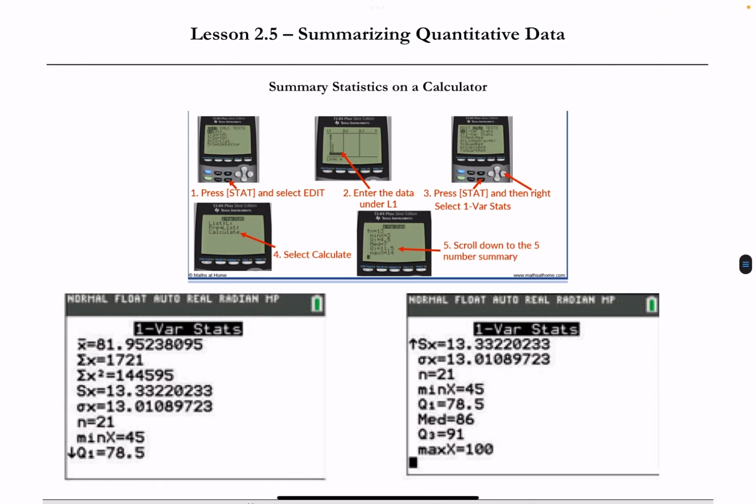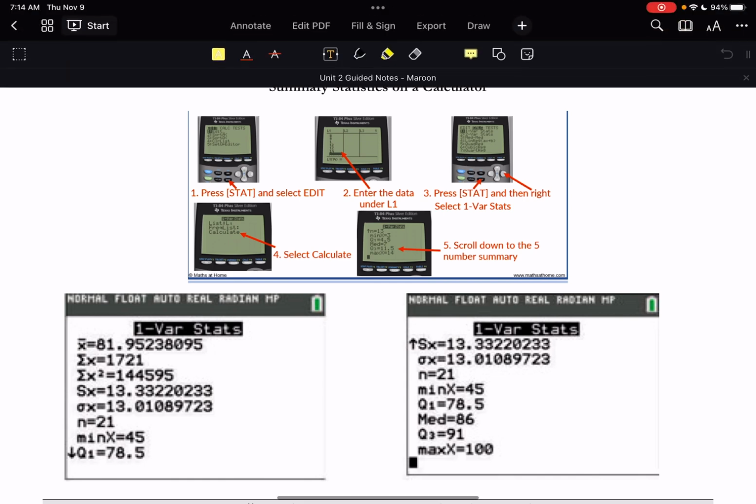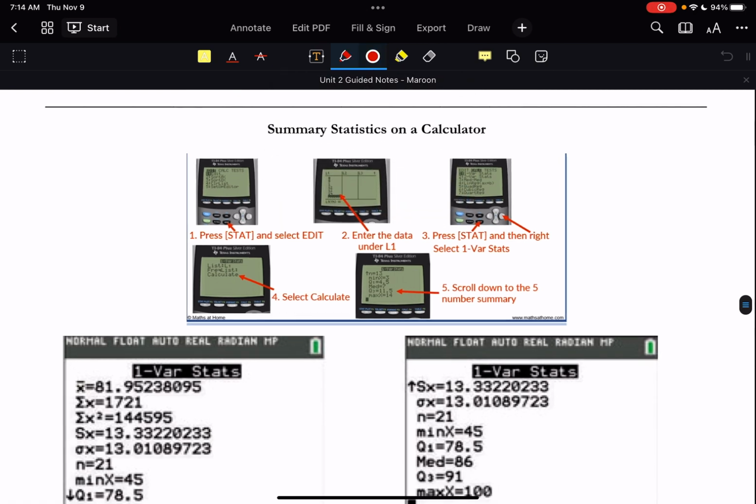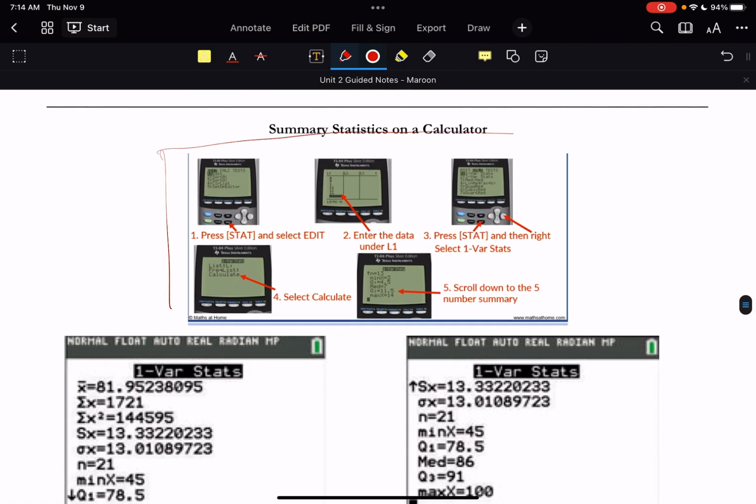All right, so in lesson 5, we're going to talk about how we can summarize quantitative data in a new type of display called the box plot. But before we get there, I want to show you a little trick. Again, this was in the first video. You can find all the summary statistics that you need with just one command on a calculator. The steps are in your notes, and this was in the first video that you watched.